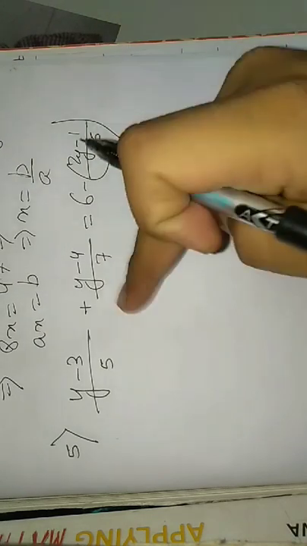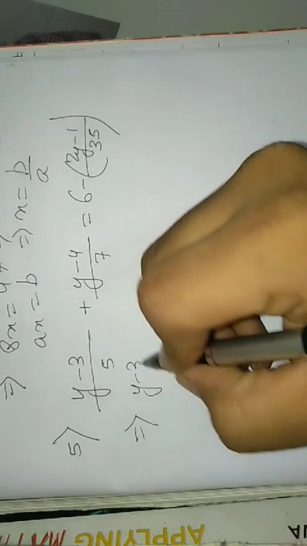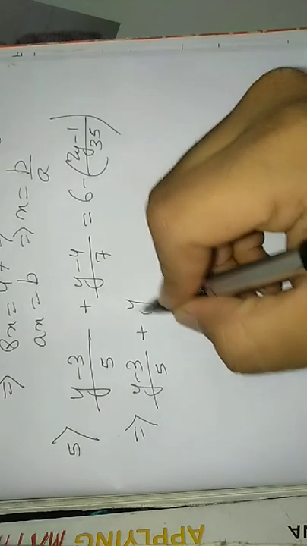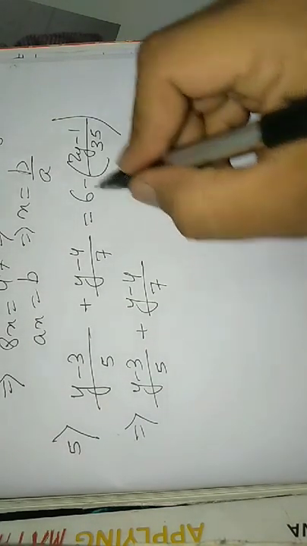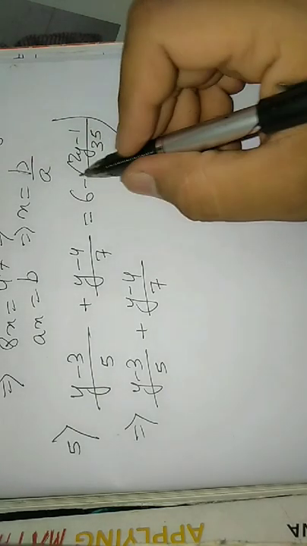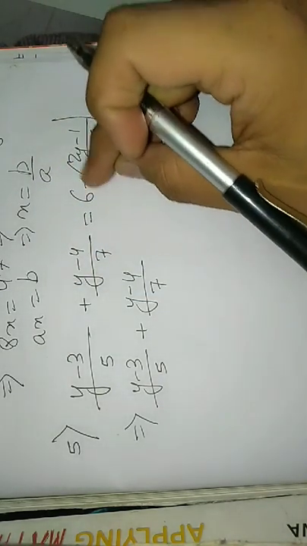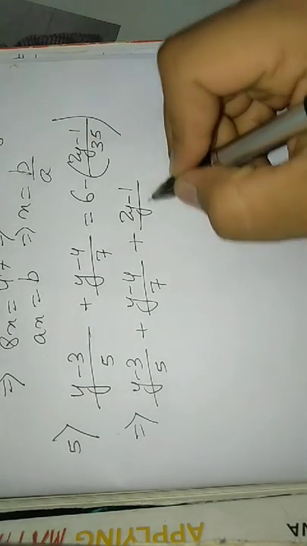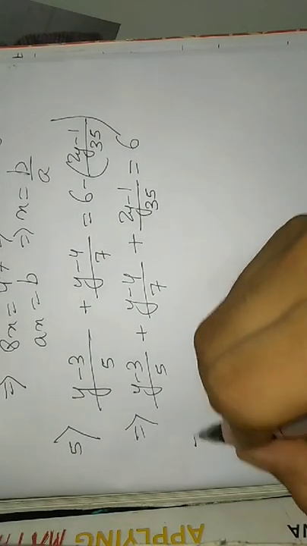So this is a variable, we will take it onto the left hand side, okay, as we decided. So (y minus 3) by 5, plus (y minus 4) by 7, and this whole term is coming, but what was the sign over here? It was negative. What was the sign of the term? Negative. It will become positive over here, (2y minus 1) by 35. This is equal to 6. Now your question became a bit easy.